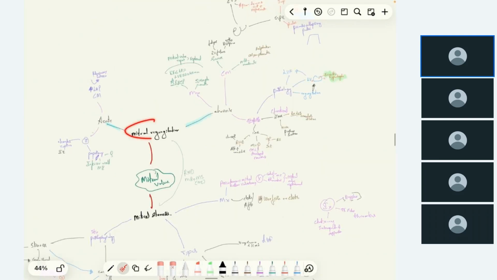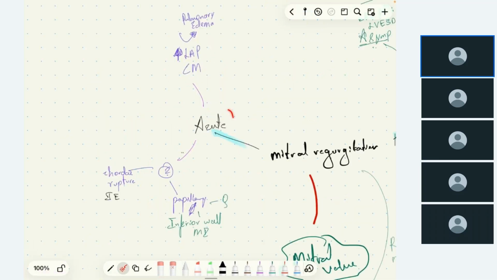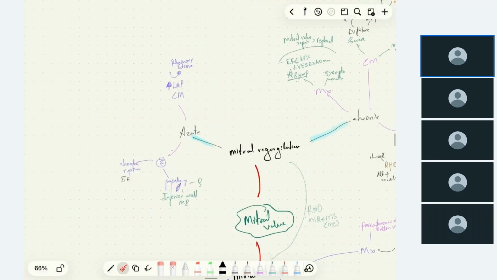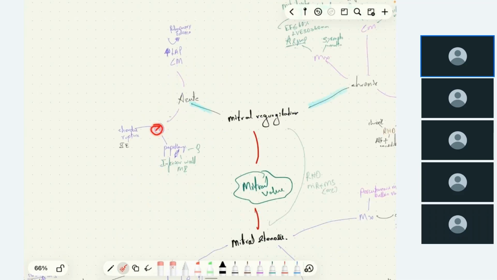Mitral regurgitation is of two types: acute mitral regurgitation and chronic mitral regurgitation. Chronic mitral regurgitation is more important for us. I will mention acute mitral regurgitation briefly. What are the causes of acute mitral regurgitation? There can be rupture of chorda tendineae, which holds the valve. The rupture of chorda tendineae, seen in case of infective endocarditis, can lead on to acute MR.